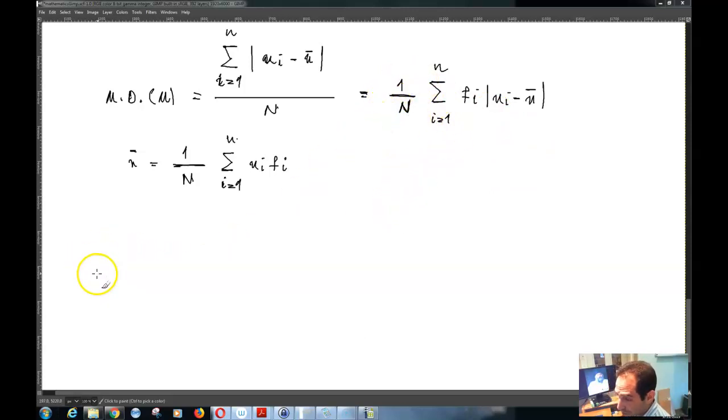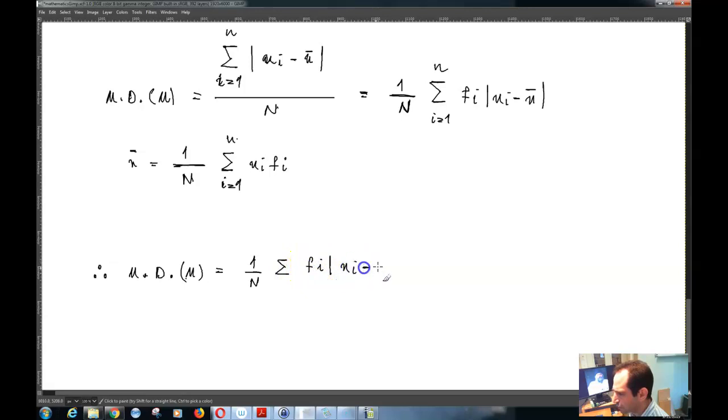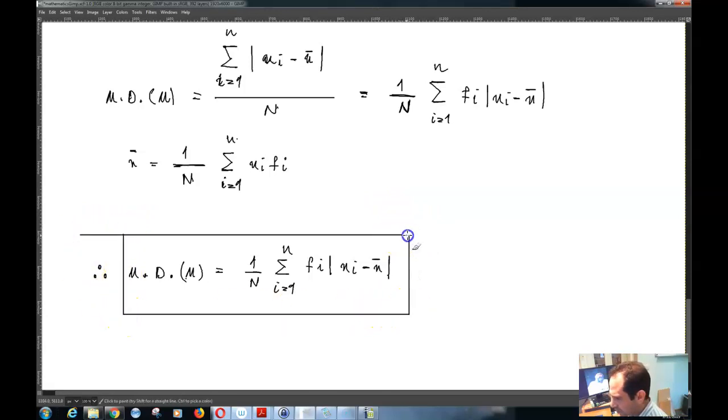So then in conclusion you can say that the mean deviation about mean of a set of observations, you can write it as 1 divided by n times sigma f of I times the absolute value of x of I minus x bar as I goes from 1 to n, and that is the formula that you can use there.